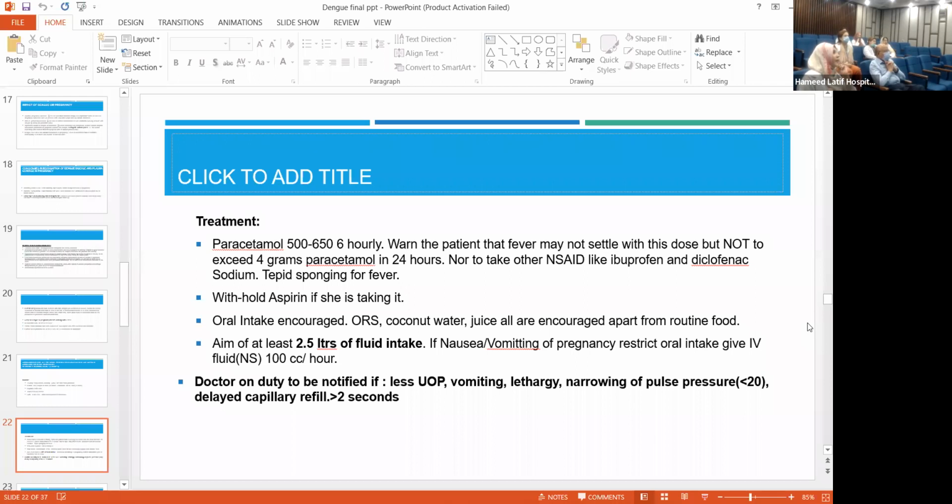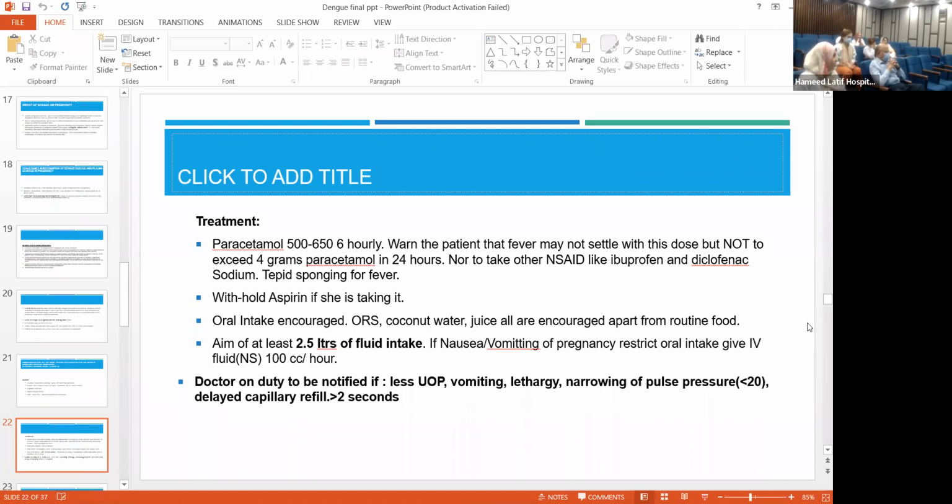A very important thing is that paracetamol is given in the treatment in pregnancy, 500 to 650 mg 6-hourly, but the total amount should not exceed 4 grams in 24 hours. But a very, very important thing is that NSAIDs should be avoided. They are absolutely contraindicated in dengue because there is already hemorrhage occurring, and sponging should be done for fever. We should hold aspirin if the patient is already taking it for other reasons. Most people are on Luprin in pregnancy, so we should hold it immediately.